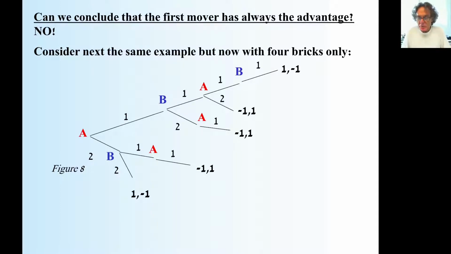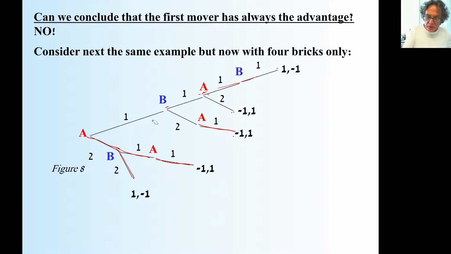Can we conclude that the first mover always has the advantage? No. So let's look at a simpler problem with four bricks. A can start by taking one brick or two. If he takes two, B can take two or one, leaving one to A. If he takes one, B can take two, and then A will take one. Remember, total of four bricks, the last one to take loses the game. A can go one, B can go one, and then A can either take two and lose, or take one, and B will take one.